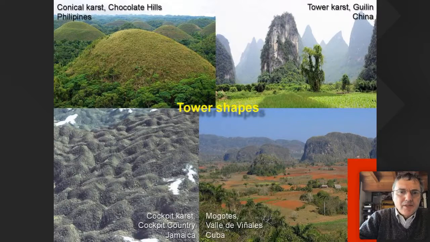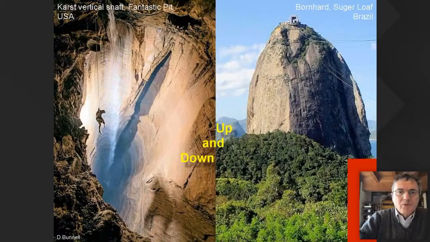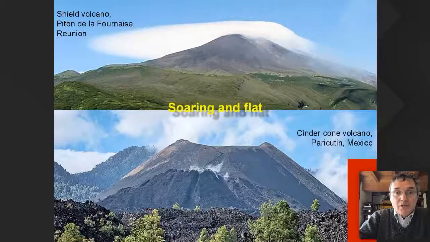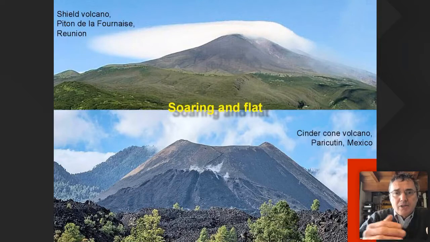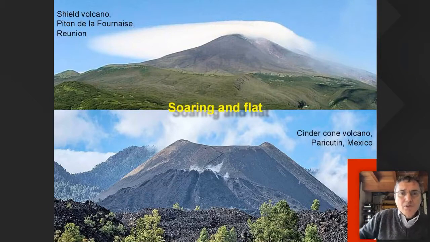And this is another importance of landforms, from down to up, from vertical shafts of karst origin to the sugar loaf of Brazil. We perceive distinctive landforms telling about the evolution of the Earth's surface. And for volcanic landforms around the world, soaring and flat areas like shield volcanoes or cinder cone volcanoes tell us about different possible processes of volcanic origin.